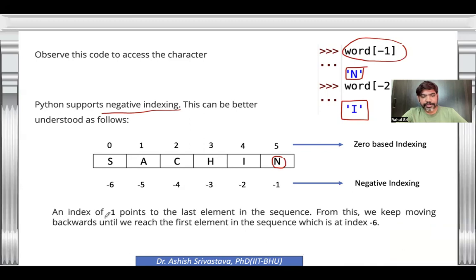An index of -1 points to the last element in the sequence. From this, we keep moving backward until we reach the first element in the sequence, which is at index -6. Suppose you want to extract this S with the help of negative indexing. The last will be -1, then -2, -3. This C will be -4, A will be -5, and the first will be -6. If you write word[-6], it will give you the S.